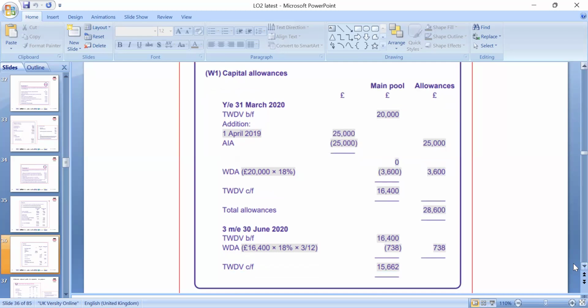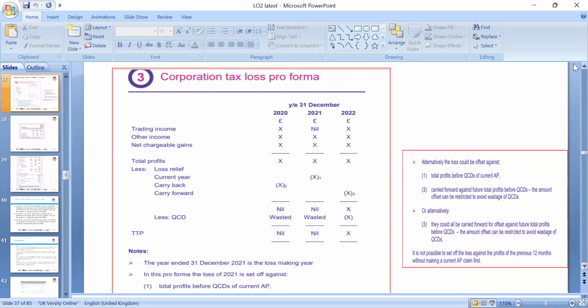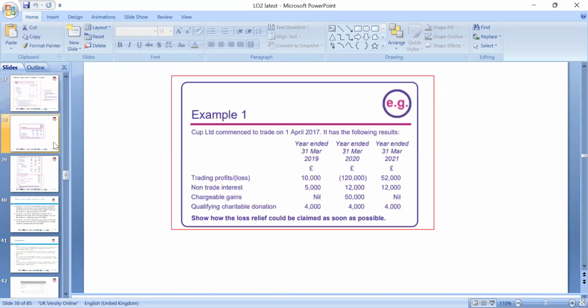And we can look at 16,400, 18%, and 3 by 12 months, which needs to be proportioned accordingly. So that's the personal allowance, and then we can calculate accordingly. So please, this is if we have tax losses, trading income, other income gained, less the loss relief, which we can carry on, and the qualifying period, and we can go up to 5 years, which is quite crucial, which we can go through.